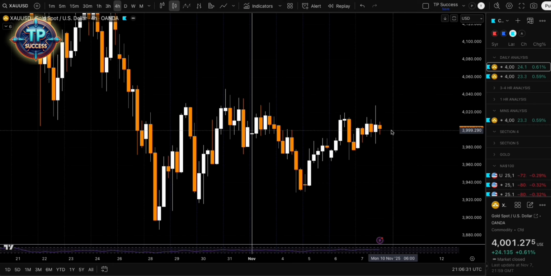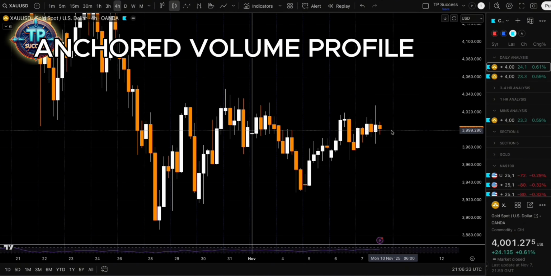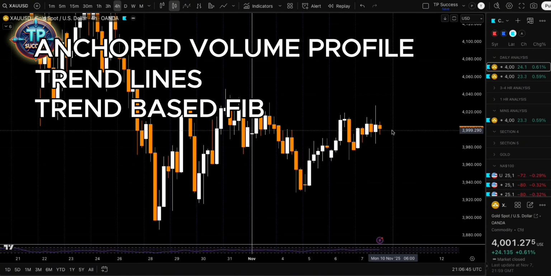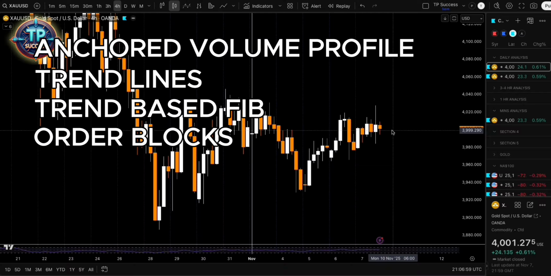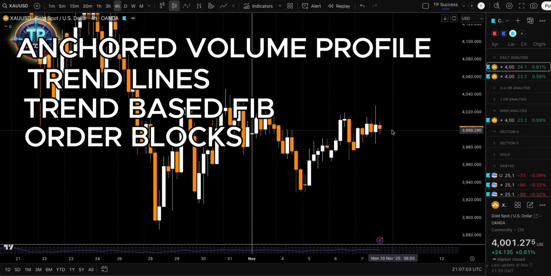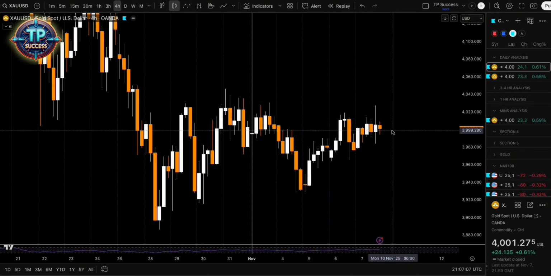So the first is we're going to be using the anchored volume profile, as well as trend lines, and the trend-based Fibonacci retracement. And some of the price action that we'll be using to assist with the process is we're also going to be looking at all the blocks, where they are and how they can help us for this week moving forward, say Monday the 10th of November.